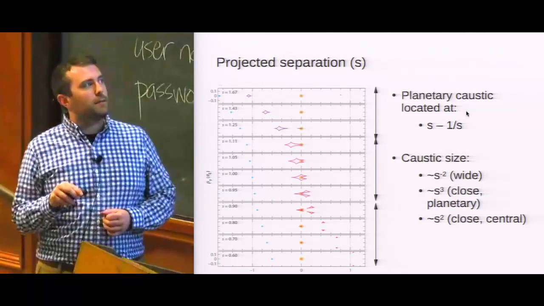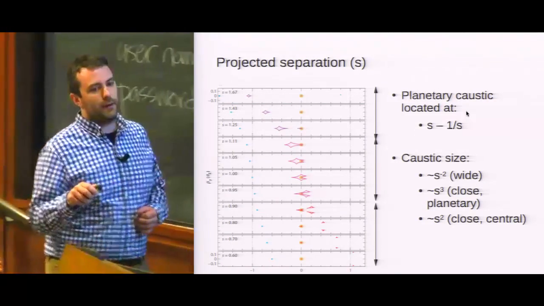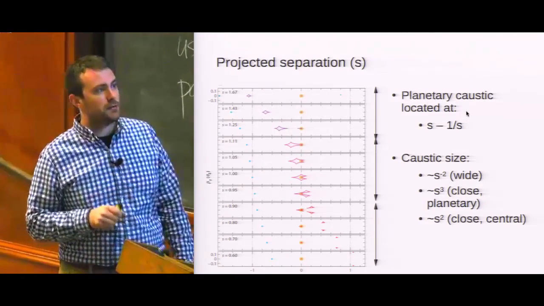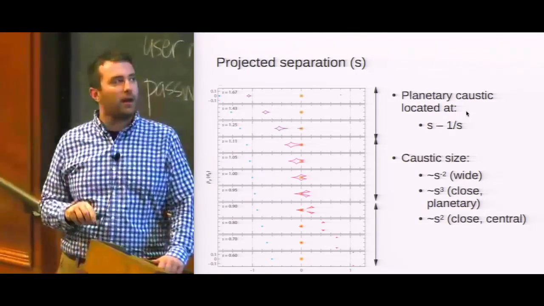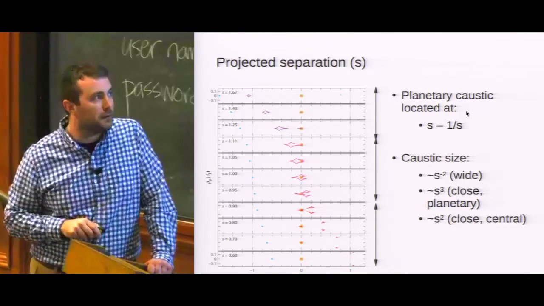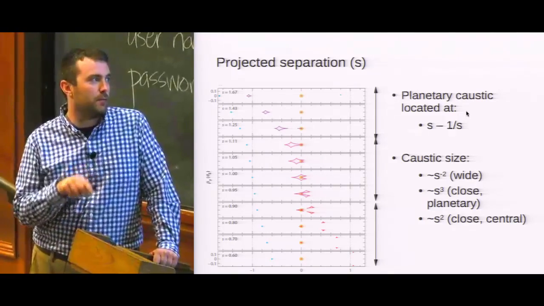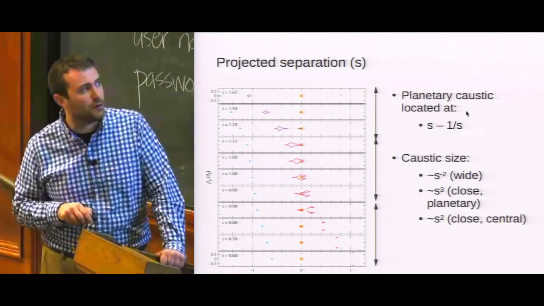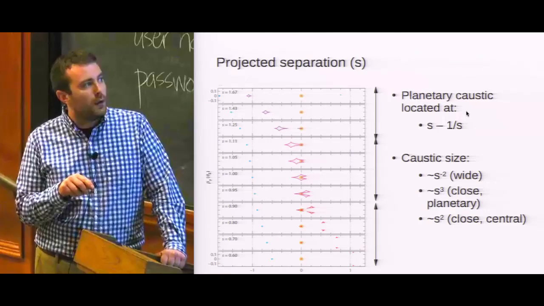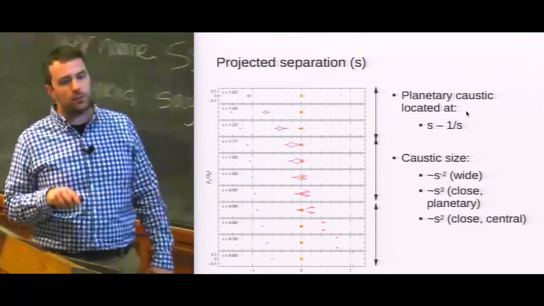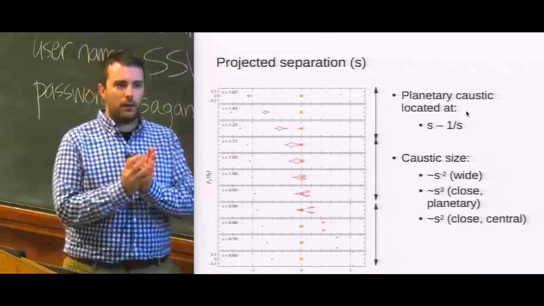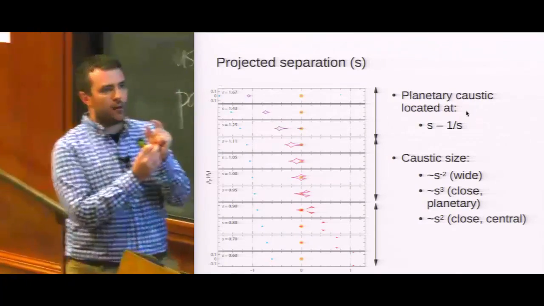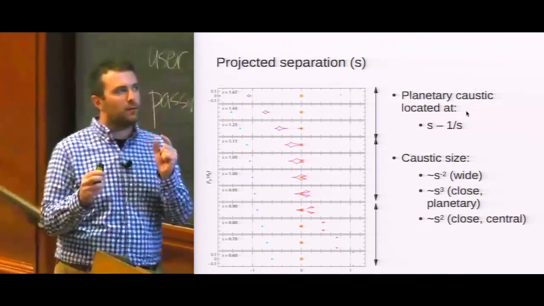The position, as I said, depends on the separation, and only on the separation, the projected separation, which is a nice property. So it means that when you see a planetary caustic perturbation on the light curve, you can essentially read off where the planet is. And there are, again, some relatively nice scalings on how the caustic size goes with projected separation. So it goes as squares, which is not quite so nice. It means that once you move away from the Einstein ring, you get a fairly steep drop-off in sensitivity.